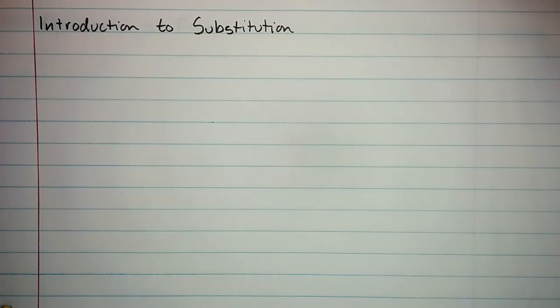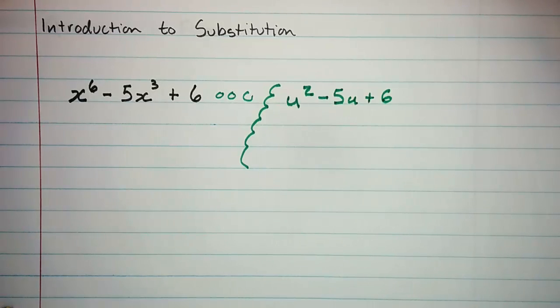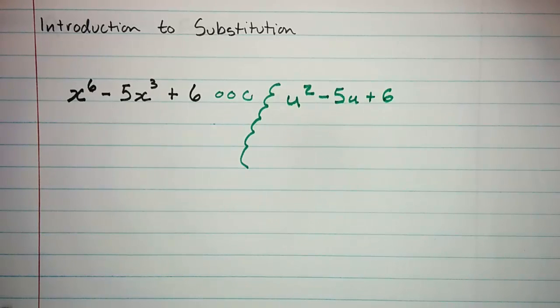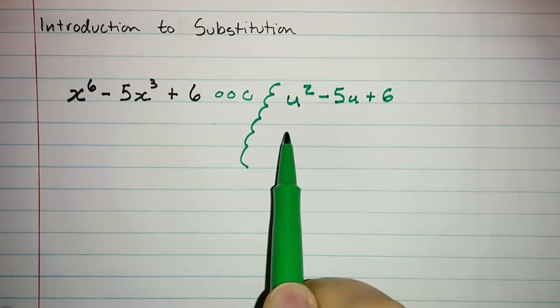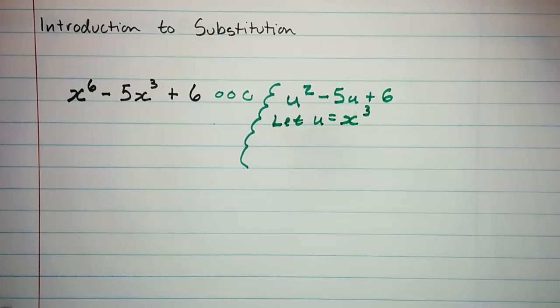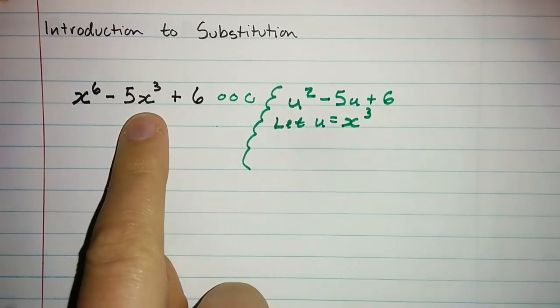Sometimes we meet a polynomial like this one, x to the sixth minus 5x cubed plus 6, and we'd like to factor it fully. And we think to ourselves, I don't know how to factor that guy, but I sure know how to factor this guy. But what's the difference between these two? Well, the difference here is I've just let u stand in for x cubed, right? X cubed squared is x to the sixth, x cubed.